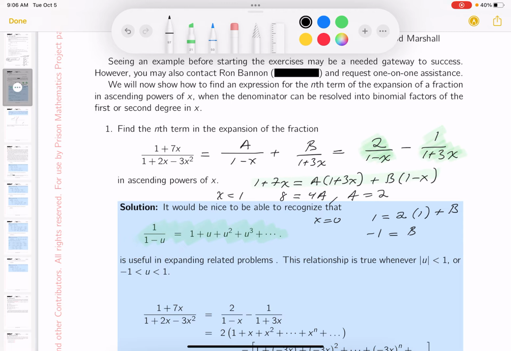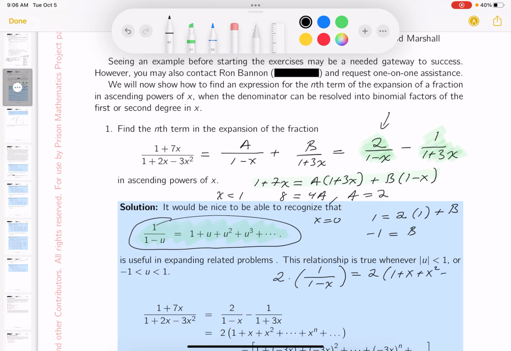Right? So let me write one down at a time. The first one I notice is just simply 2 times 1 over 1 minus x. Right, that's the first one. That's this one right over here. What would this give me? Well, I'm looking at this and realizing it's almost identical, except this has a u and that has an x. What do you get? 2 times 1 plus x plus x squared plus x cubed plus dot, dot, dot. That goes on forever.